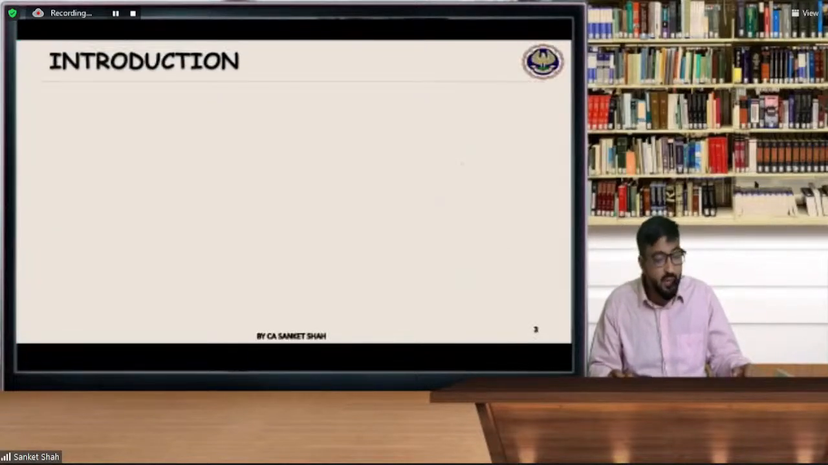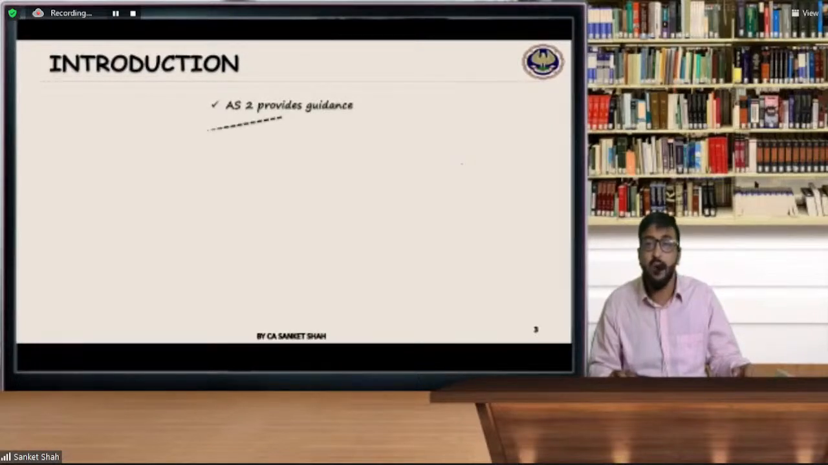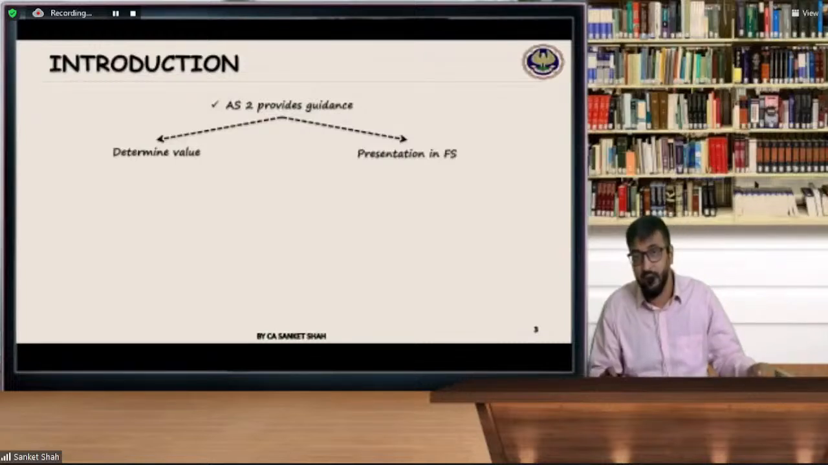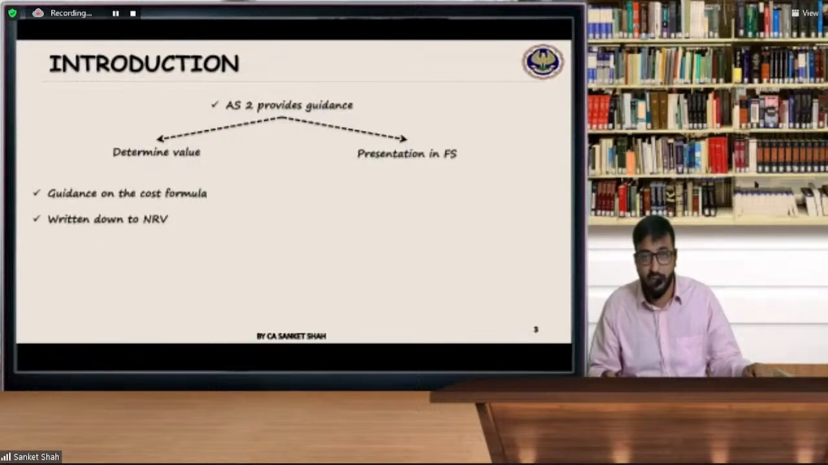So, the introduction part. AS 2 provides us guidance about how to calculate the value, and second, how to present it in the financial statements. In financial statements, as I already told you, we show closing inventory under the balance sheet, and we calculate changes in inventory in the P&L account. Sir, what is the cost formula? Cost formula is nothing but FIFO, LIFO, weighted average. But here in AS 2, we have only two methods, that is FIFO and weighted average.